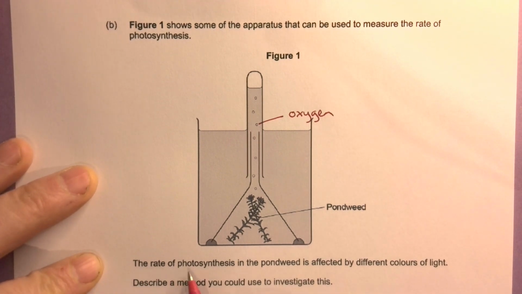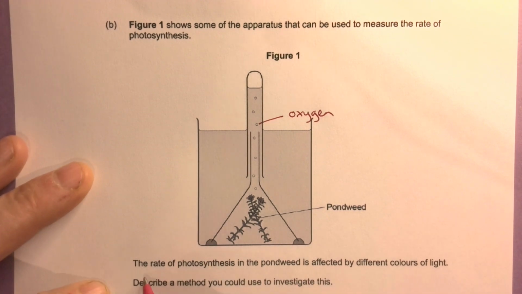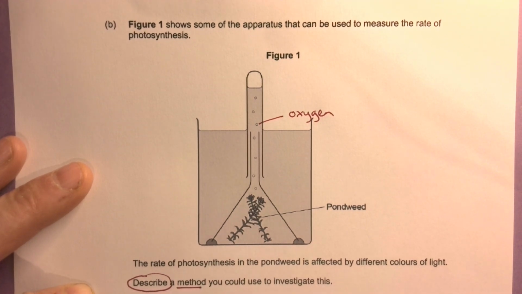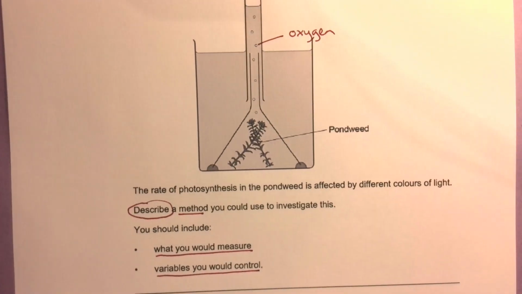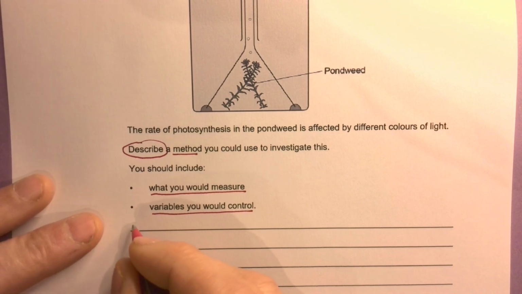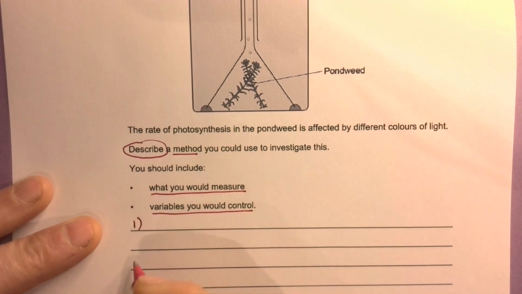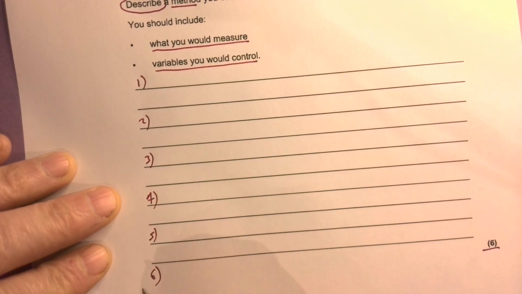The rate of photosynthesis in the pondweed is affected by different colours of light. Describe a method you could use to investigate this. You should include what you would measure and variables you would control. Okay, and it's worth a total of 6 marks. So I'm going to have 6 marks, so I'm going to use numbers here rather than bullets. 1, 2, 3, 4, 5, 6 different things.